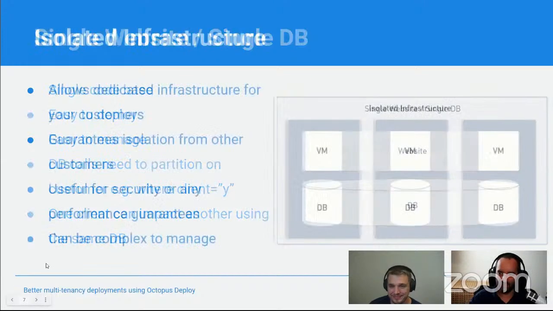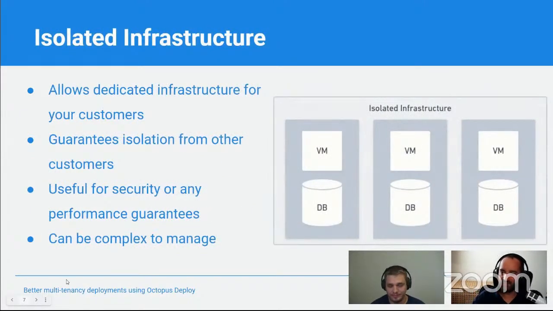So moving on to the final one that we're going to talk about, this is isolated infrastructure. This is where, as the name implies, each customer or tenant gets a website or set of servers and a separate database. As a result, this guarantees isolation from other customers. This can be useful for security, making sure that the risk of cross-tenant communication is virtually non-existent, as each customer gets their own database and own set of resources. No customer's data is ever seen by another.